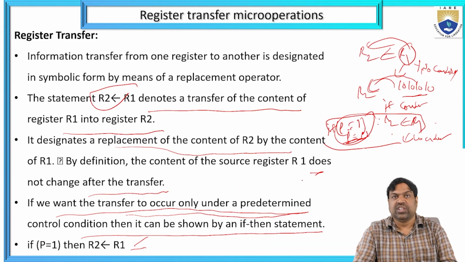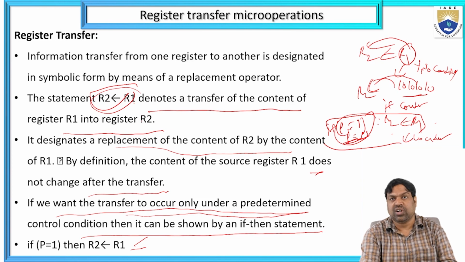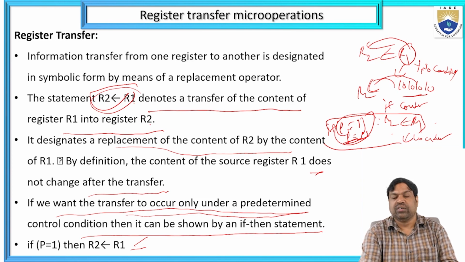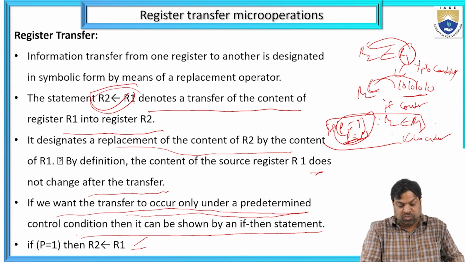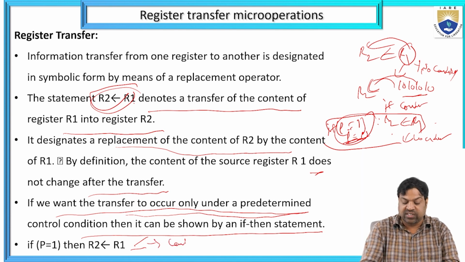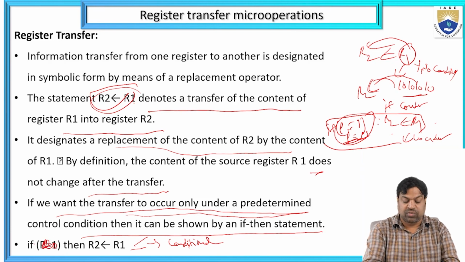So how are we transferring the register? How can you notate or denote this? R2 ← R1 means the data of R1 is transferred to R2. If you need an unconditional transfer, then R1 goes to R2. If we need a conditional one, then go for the conditional operation. If P equals 1, then only it is possible. So P equals 1: R2 ← R1. Is it conditional? It is conditional. If there is no condition, meaning I am not giving P equals 1, then it is unconditional.